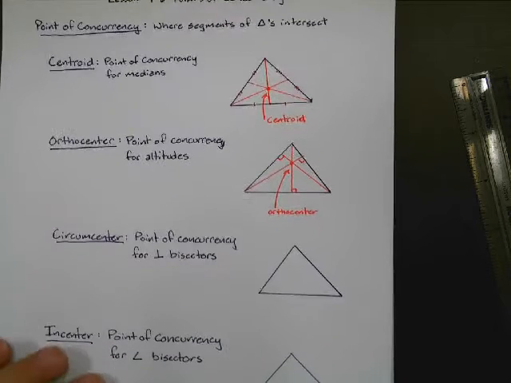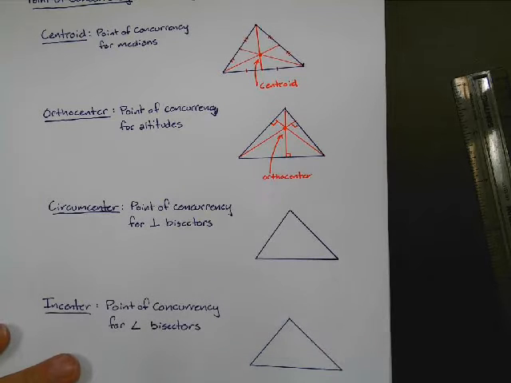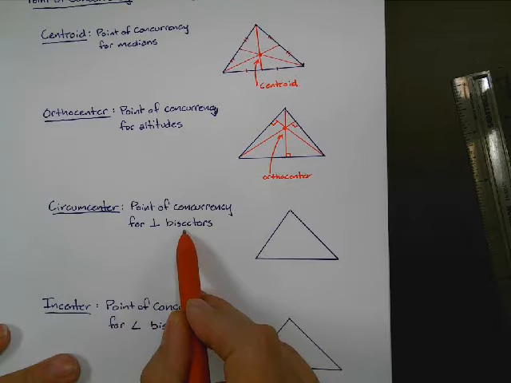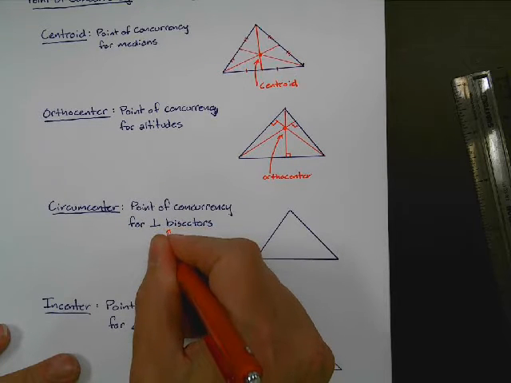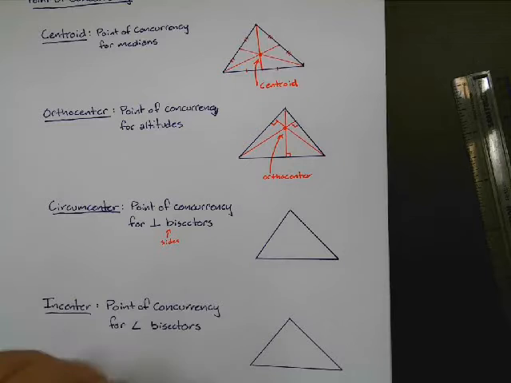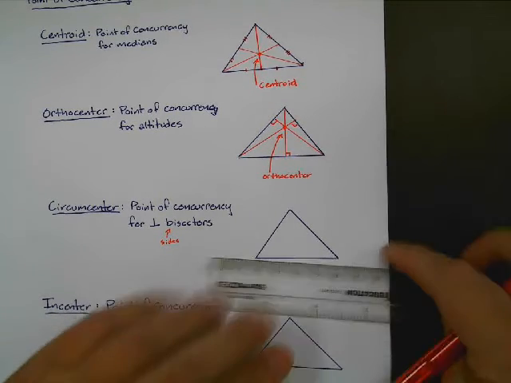All right, here's one that we haven't done before. This one's called the circumcenter. The circumcenter is the point of concurrency for the perpendicular bisectors, and we're talking about the perpendicular bisectors of the sides of the triangle. So a perpendicular bisector is doing two things. It is cutting the segment in half, going through the midpoint, and at the same time, it is perpendicular.